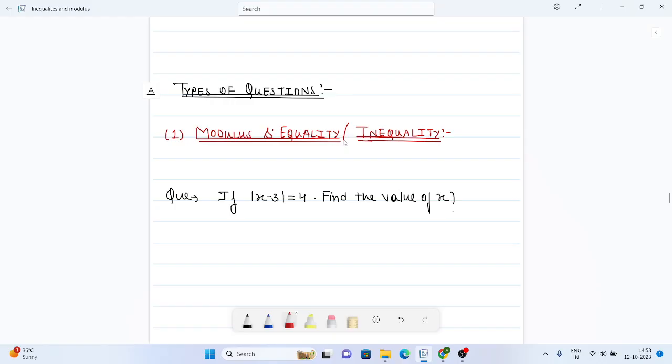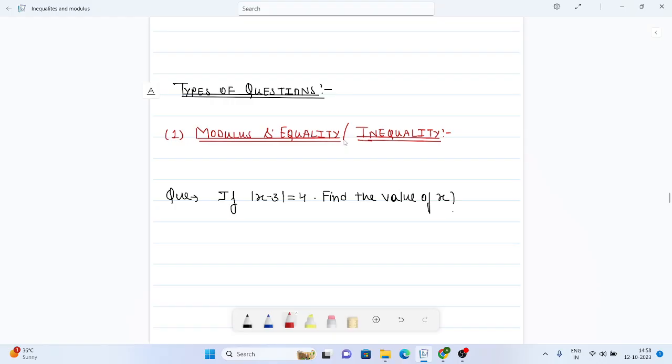So the first one is modulus and equality and inequality. The second type is two modulus only. The third one is modulus and non-modulus, and the fourth one is general. So one by one we will see how to solve every type. Okay, so first is modulus and equality, then we see modulus and inequality.